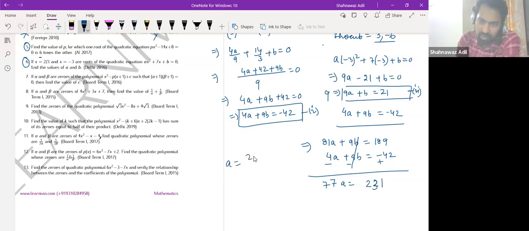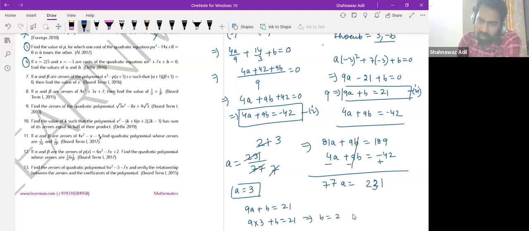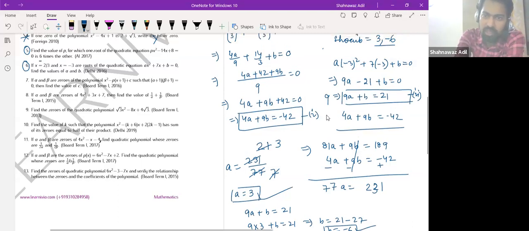So a would be 231 by 77. So 11 sevens are 77, 11 twos are 22, 11 ones are 11. So a we will get 3, and b, which is the simpler one. So 9a plus b is 21. So 9 into 3 plus b is 21. So b would be 21 minus 27, so minus 6. So as everyone got, a equals 3, b equals minus 6.